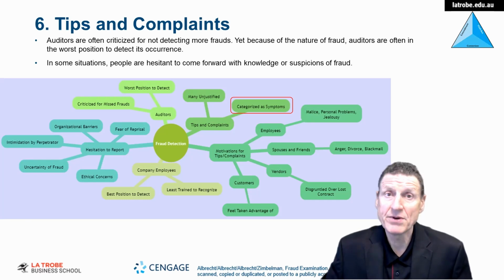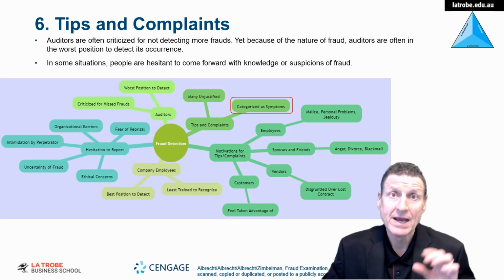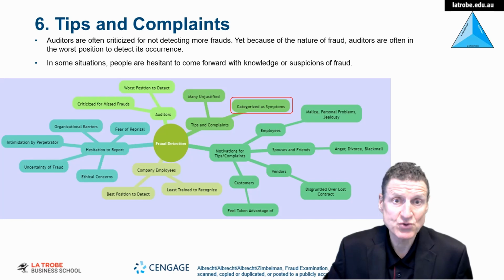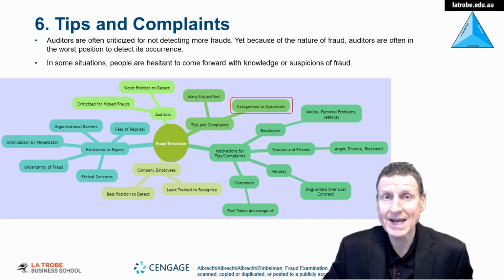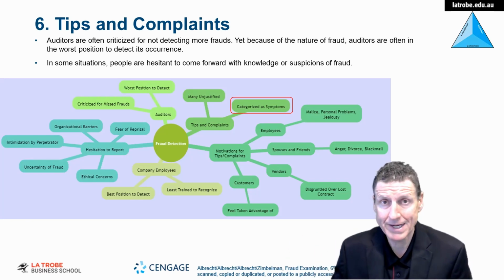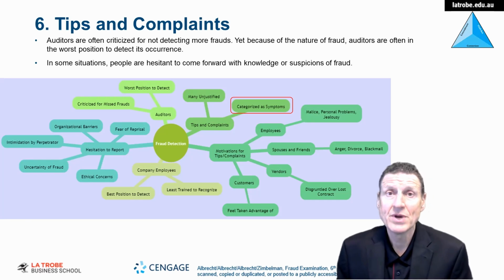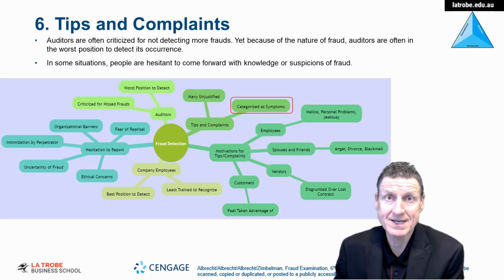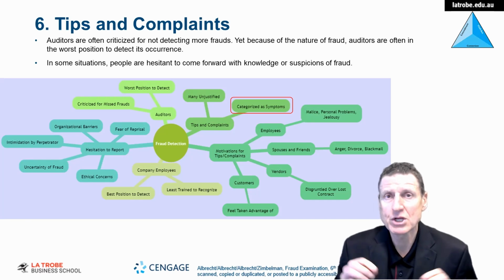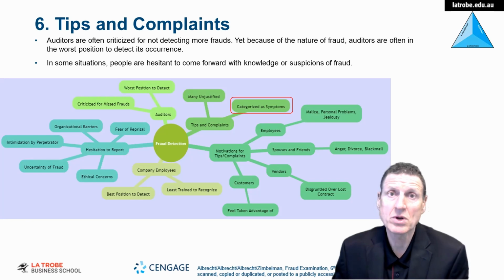So generally, the motivation for tips and complaints can be negative as well as positive. On the negative side, it could be because of personal problems or jealousy. It could be because of anger, divorce, blackmail. It could be that vendors are disgruntled over a lost contract. It could be that customers are feeling taken advantage of. And so they will complain, they will give false tips. So you need to be aware that when you have a tips and complaints hotline and you go through them, you need to take them with a grain of salt, but at the same time, remember them to see if there's anything else that can corroborate that alleged tip or complaint.